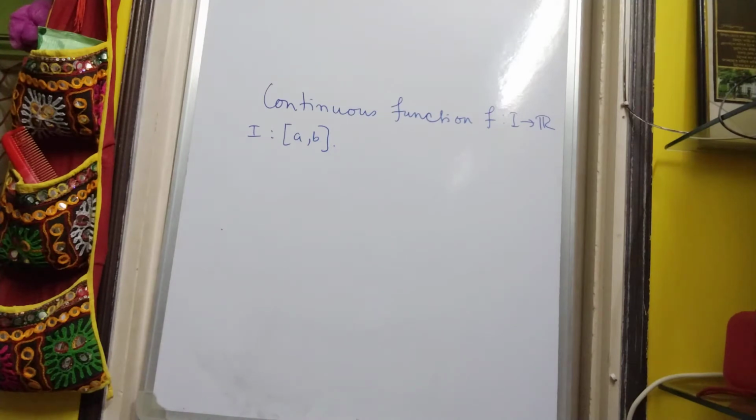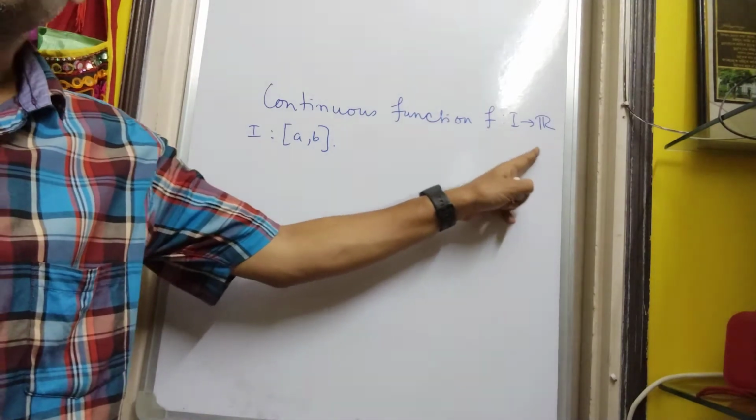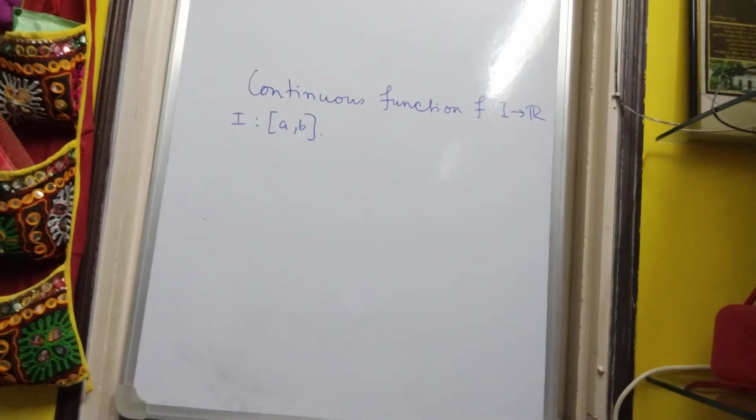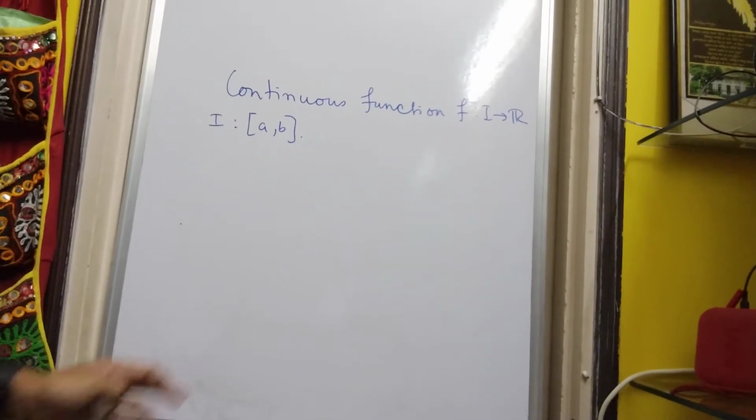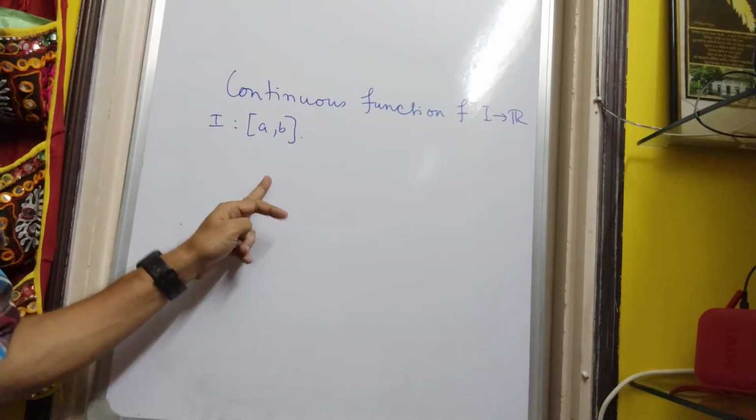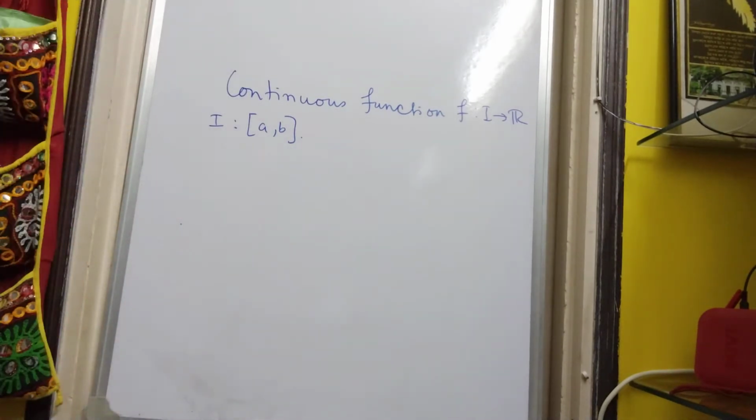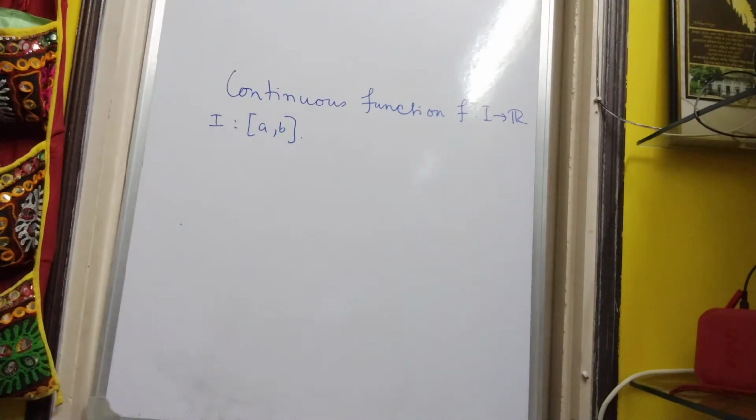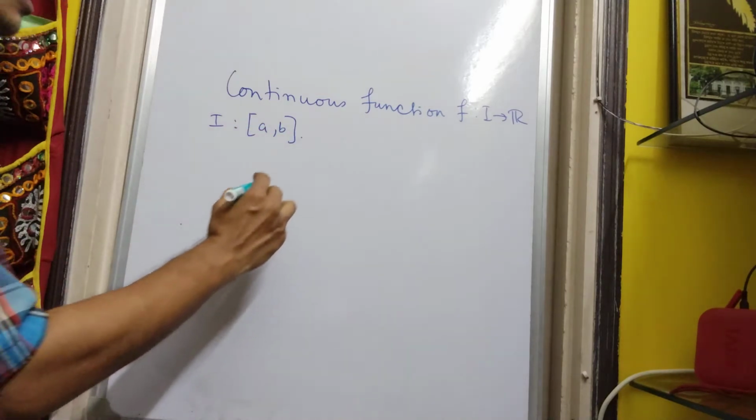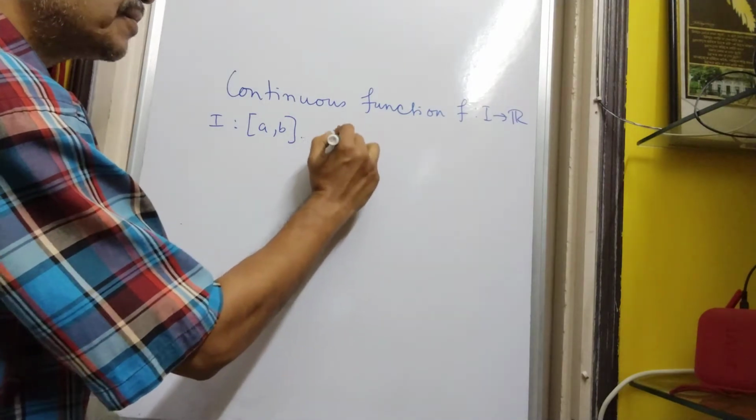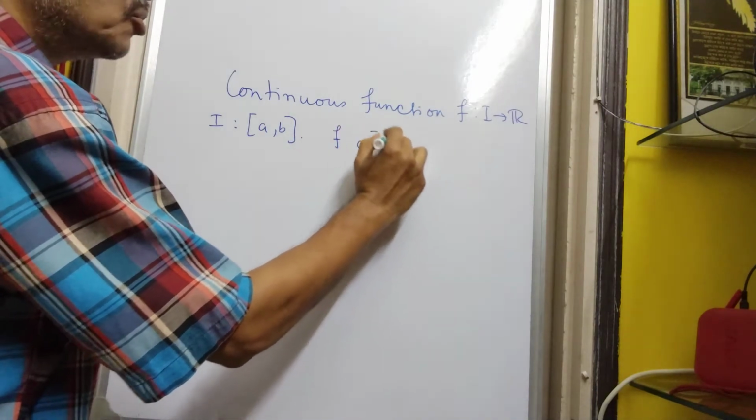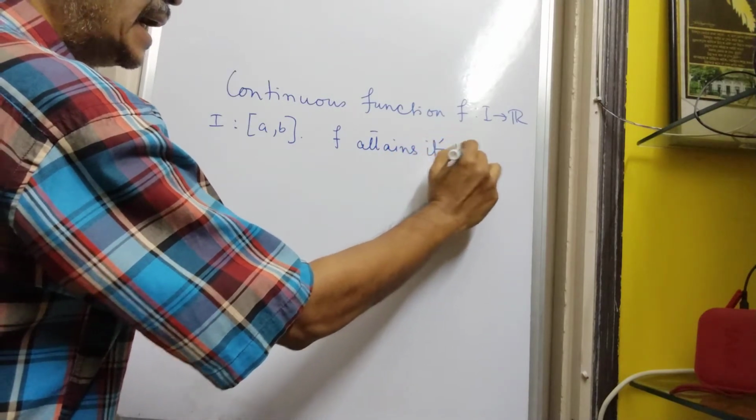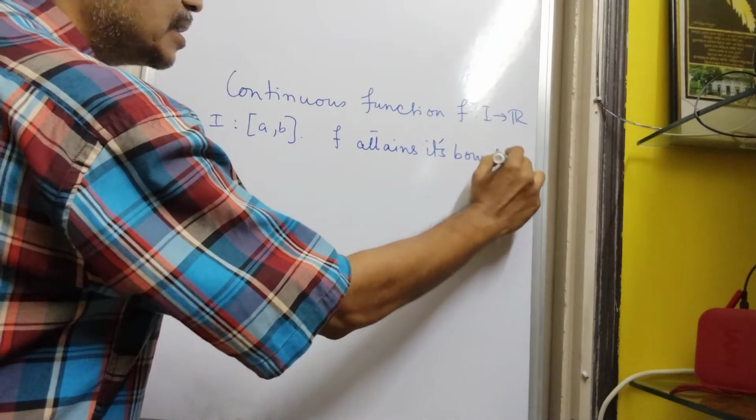So we assume that f maps I to R is continuous and this interval I is closed and bounded. For all continuous functions defined on a closed and bounded interval, we intend to prove that f attains its bounds.